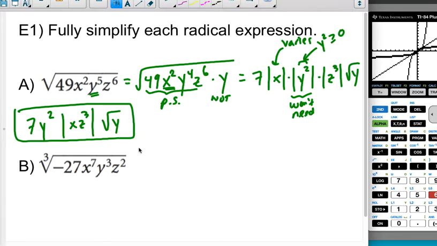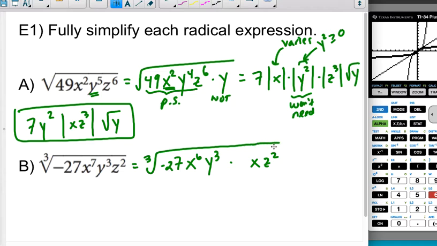Now, with cube roots, I don't have to worry about that, right? So when I deal with a cube root, I'm going to split things into perfect cubes and not perfect cubes. Well, -27 is a perfect cube. An x to the sixth, because 6 is a multiple of 3, is a perfect cube, but that leftover x isn't, right? A y to the third is a perfect cube, and the z squared is not. So what I've basically done is split this into things that are perfect cubes and things that are not.